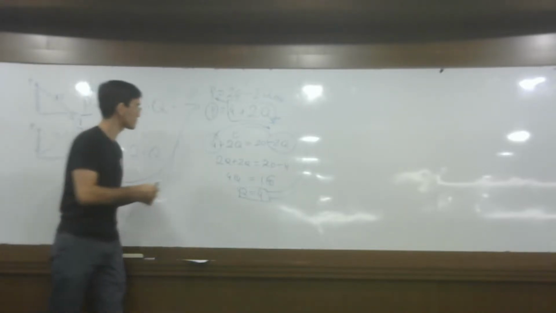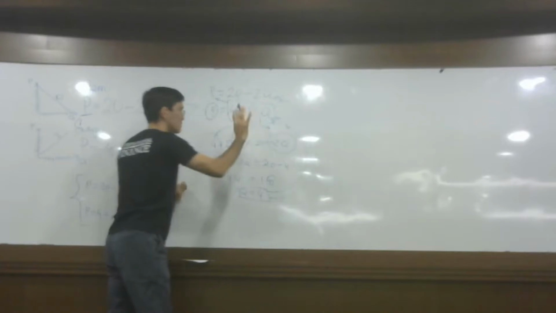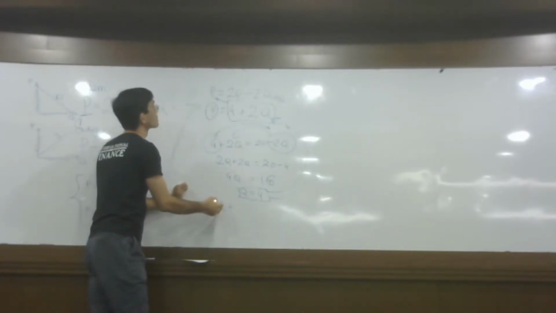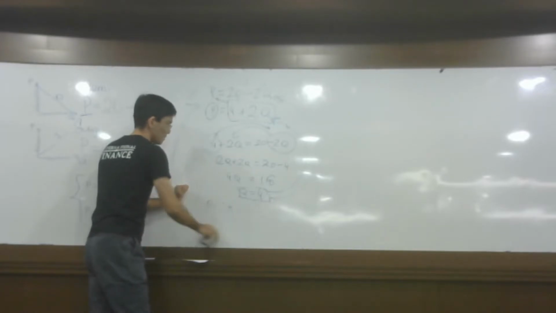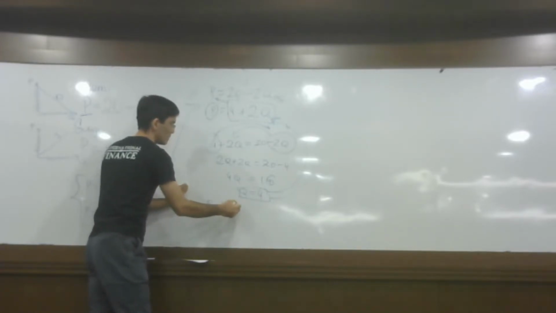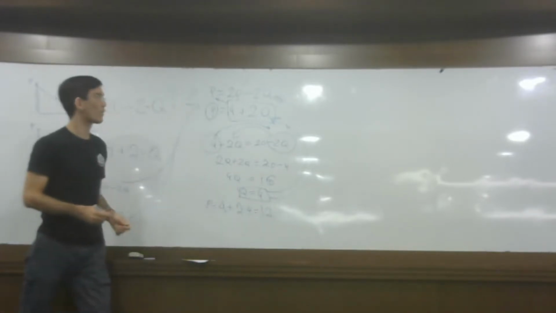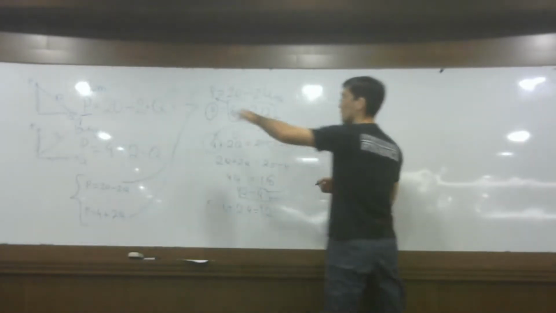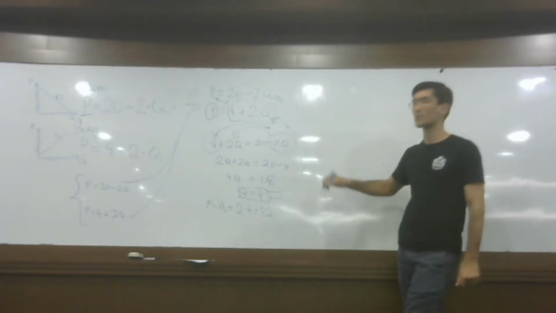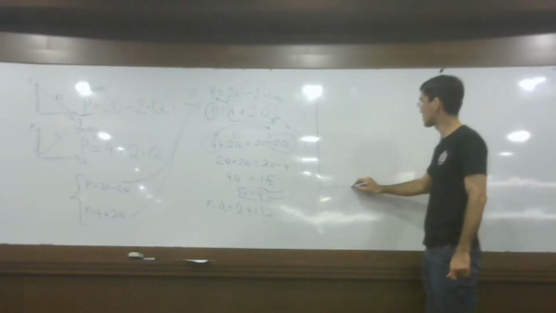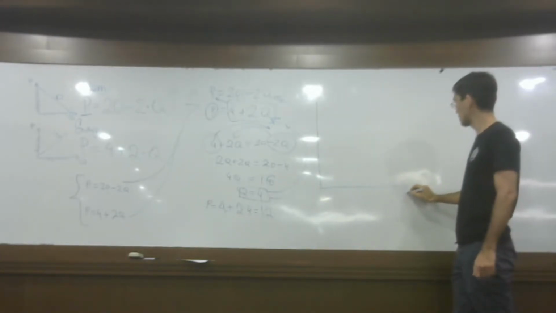Okay, so let's just use this one. Doesn't matter which one you use. That's going to be 2 plus 2 times 4. Equilibrium price is 12. So I can put those two together on a chart. Now we are marrying the two together. Demand and supply go together on the same chart.